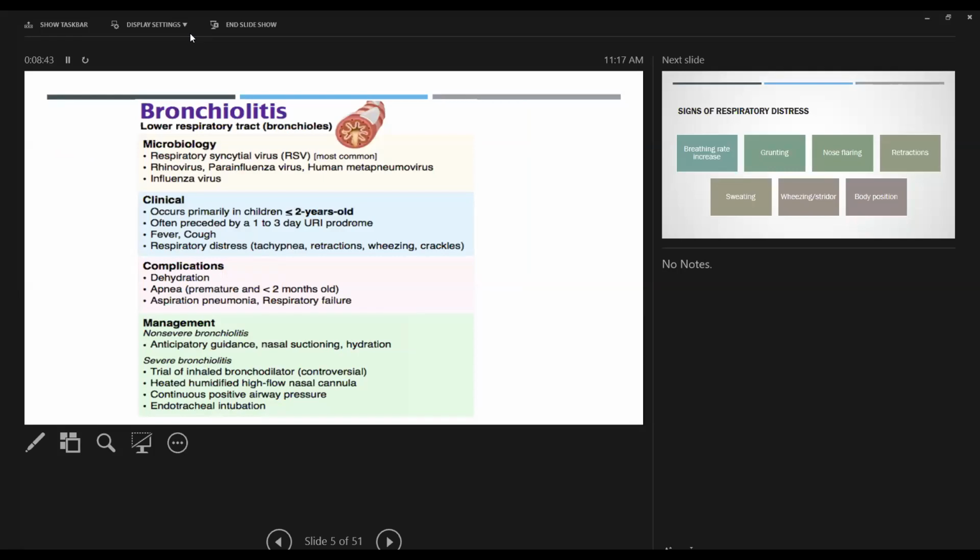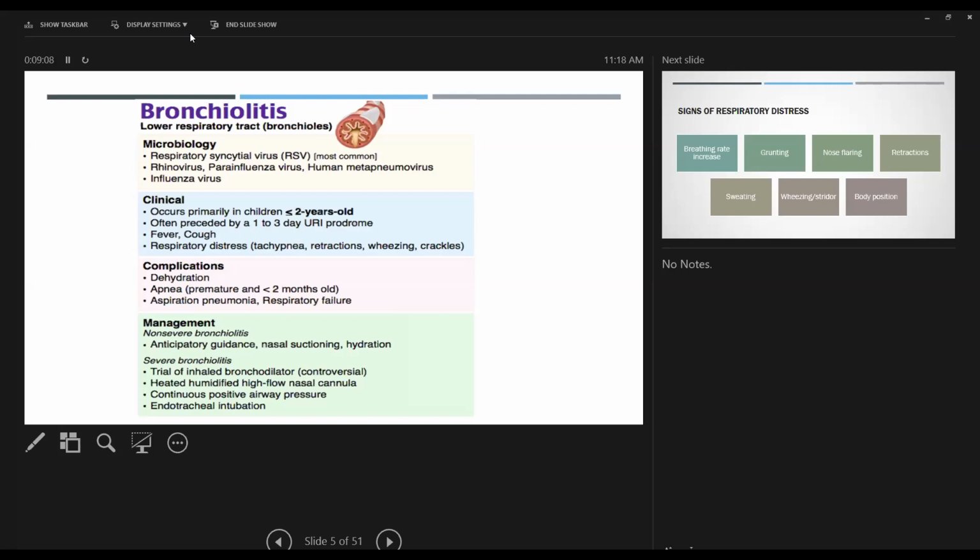Here's a representation of what they're kind of synonymously saying, oh, bronchiolitis, look, it's RSV. But if you look really in the small print, it says the most common cause is RSV, but also rhinovirus, parainfluenza, and influenza virus. So clinically, this is kind of just the same representation of what I talked about.